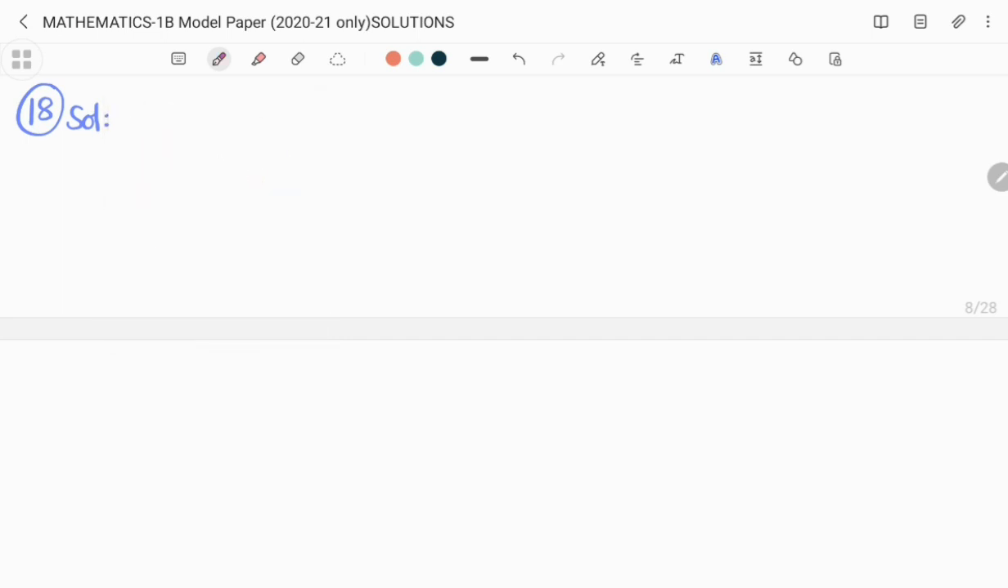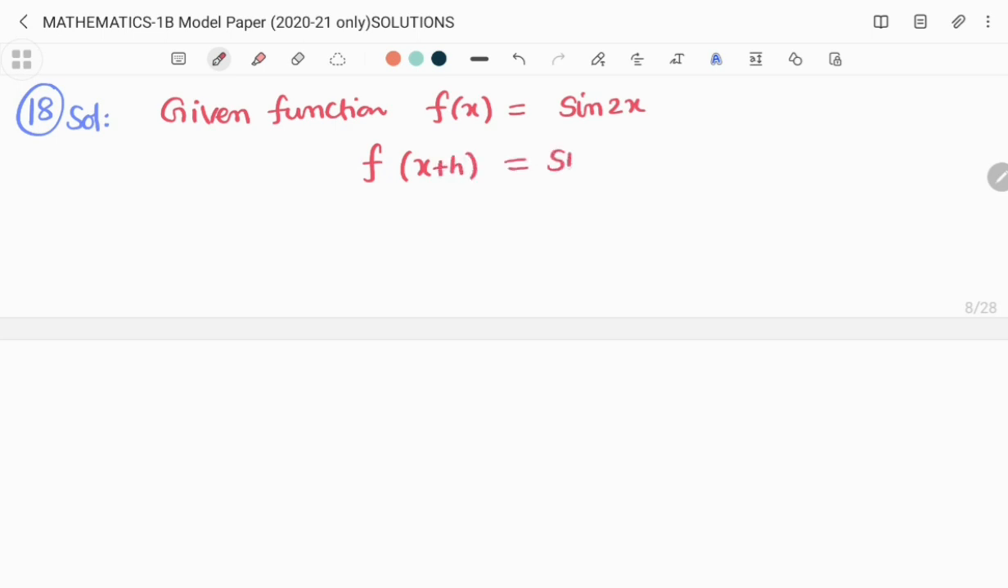In the first principle question, first you have to write the given function, f of x is equal to sine 2x. After that, you can write f of x plus h. That means wherever x is there, you have to replace it with x plus h. So it becomes sine of 2x plus 2h.